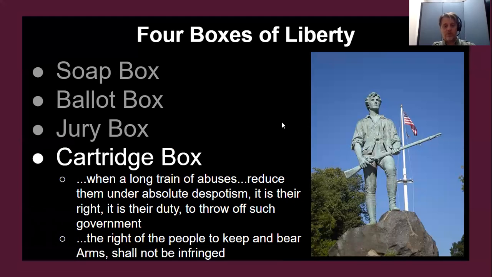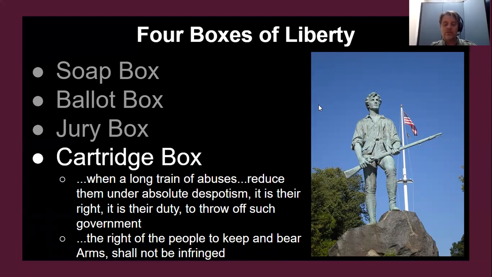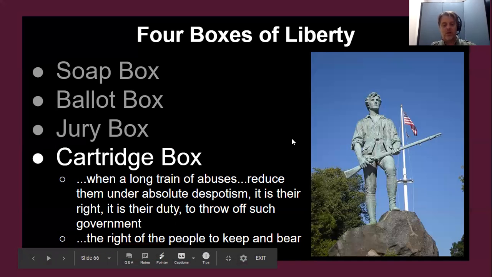When a long train of abuses reduce them under absolute despotism. Despotism means tyrannical, overburdening, oppressive government. It is their right, it is their duty to throw off such a government. Governments don't like to be tossed off, so you have to do that through force. And that's the reason for the Second Amendment, the right of the people to keep and bear arms shall not be infringed.